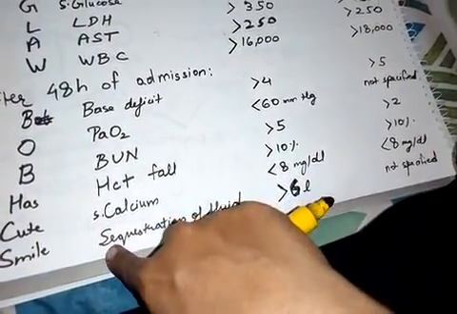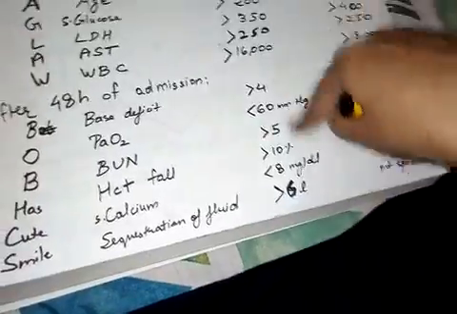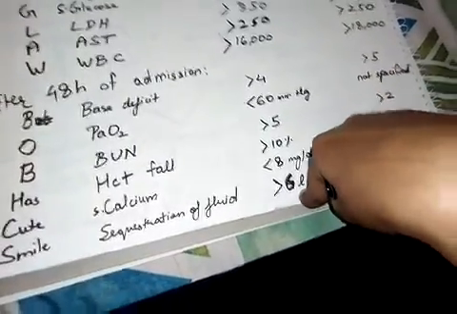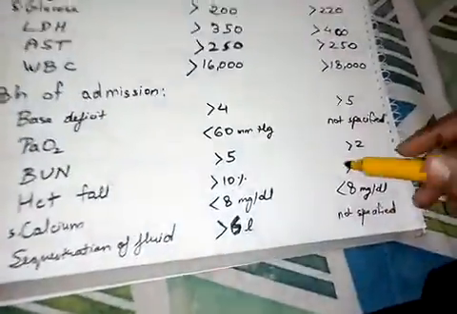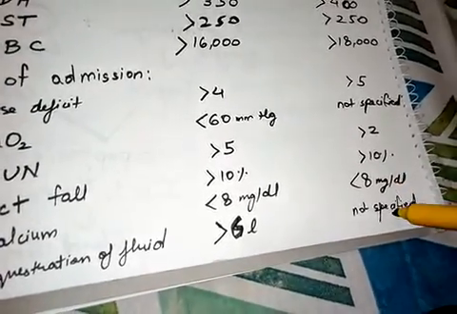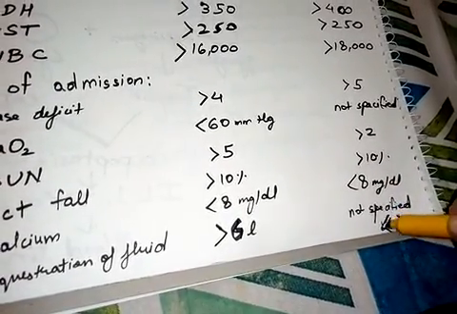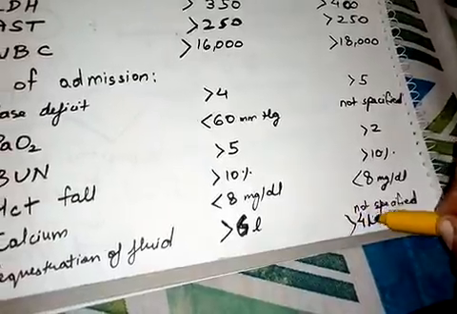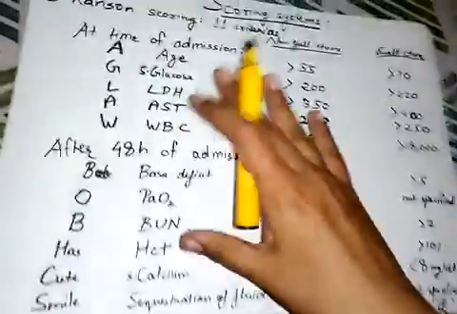Then SMILE stands for sequestration of fluid from the body. Non-gallstone it's more than 6 liters, and for gallstone pancreatitis actually it's not specified, but in some books it is given that it's more than 4 liters. So this is the Ranson score.